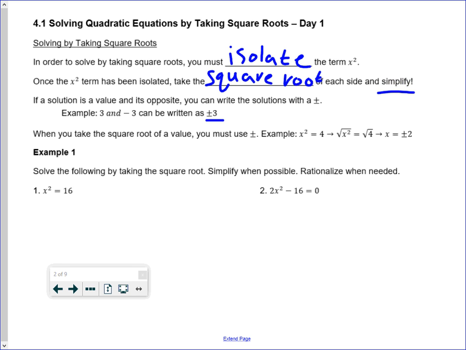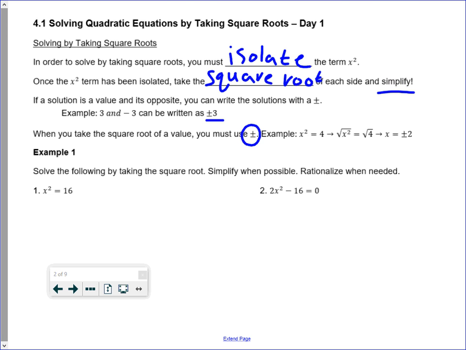For example, x squared equals 4. That's saying the square root of x squared equals the square root of 4, which gives x equals plus or minus 2. Because remember, when you multiply two negative numbers, it still gives you a positive number, and we must account for that. So that's why we have to use the plus or minus over here. All right, so let's go ahead and do some examples.